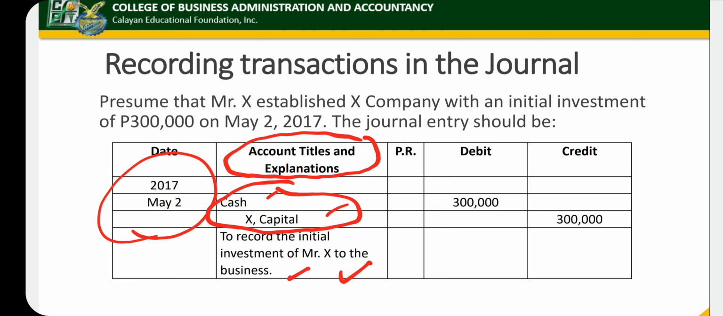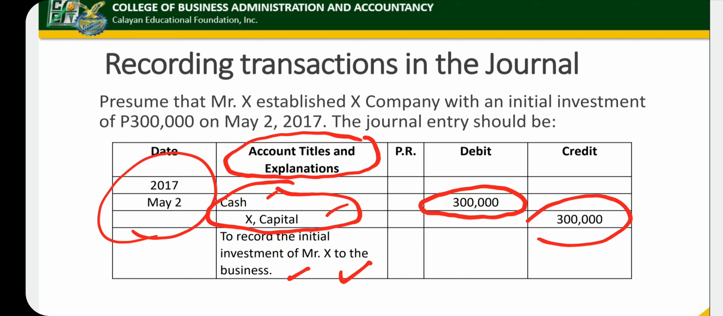Okay, for example, to record the initial investment of Mr. X to the business. So we just need to write a short phrase or one complete sentence for our explanation, but we don't need to write it in a paragraph form. What we need to have in our explanation is something that will remind us what the business transaction is all about. Okay, then right after filling up the second column, we're going to record the amount involved, which is in this case the 300,000 pesos.